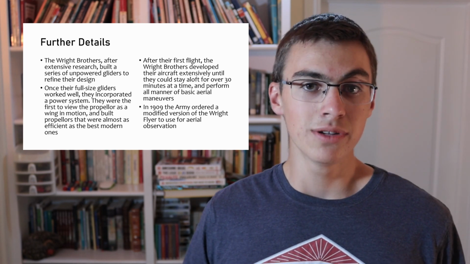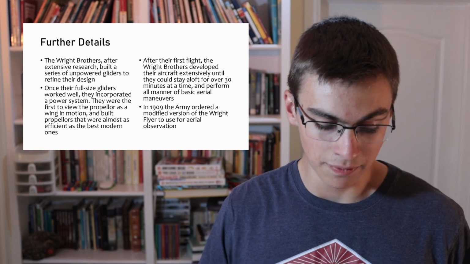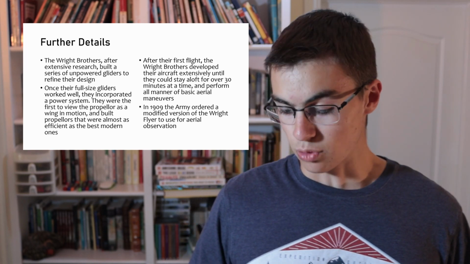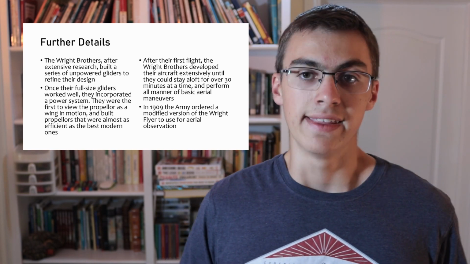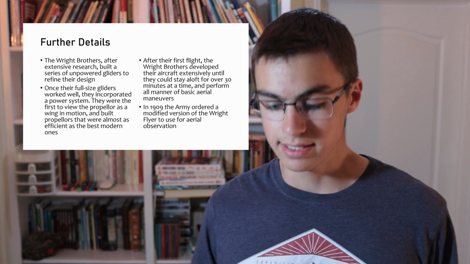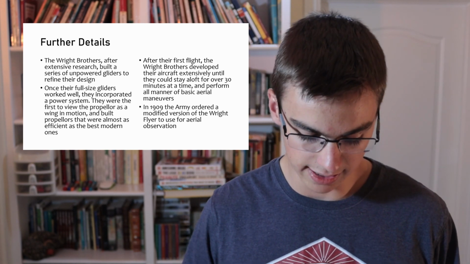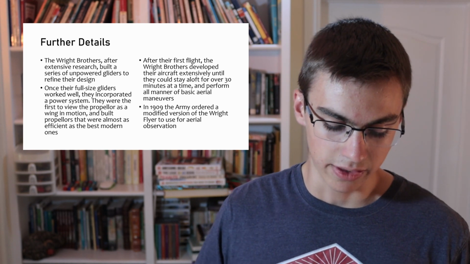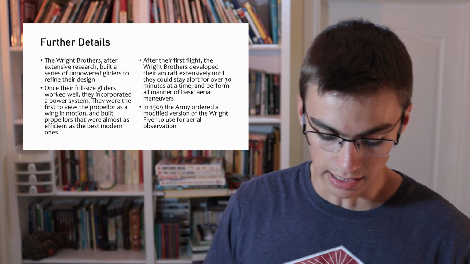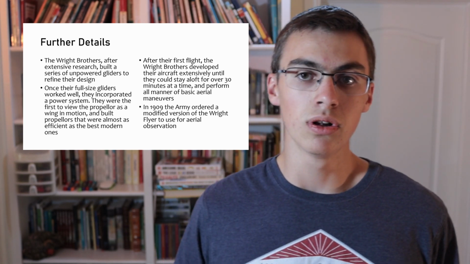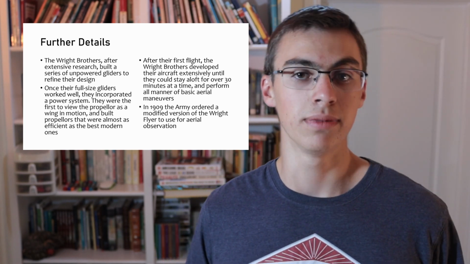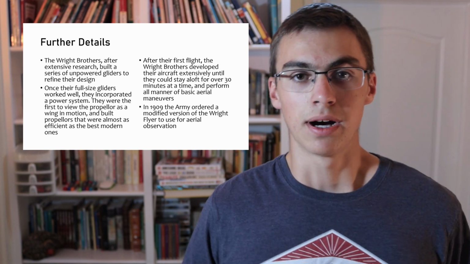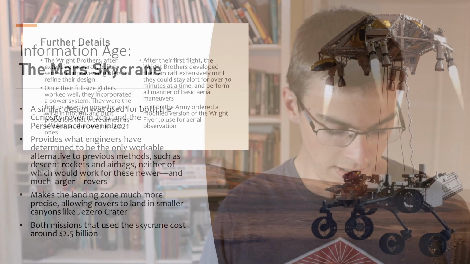So after that first monumental flight that the Wright brothers had that everyone knows about, they actually didn't stop there. They developed the aircraft a lot more until they could stay aloft for more than 30 minutes at a time, and they could perform all sorts of turns and climbs and descents, all basic aerial maneuvers. And then in 1909, the Army ordered a modified version of the Wright brothers flyer to use for aerial observation. Obviously that played a big role in World War I, and then the airplane played an even bigger role in World War II with the development of bigger planes, bomber planes, fighter planes, all that.